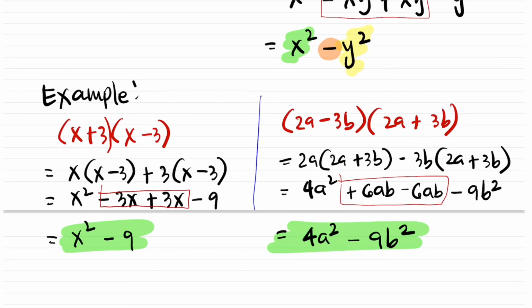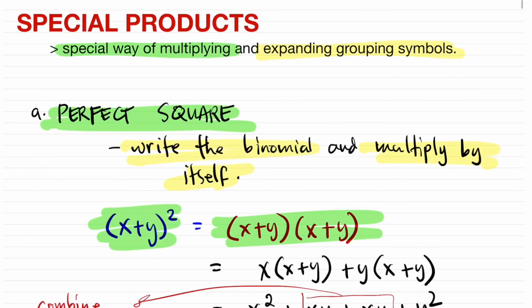So there is a connection between the three topics that we have, from simplifying grouping symbols, next to binomial product, and now we have special product. Okay, so that's it for the topic that we have here for special products.